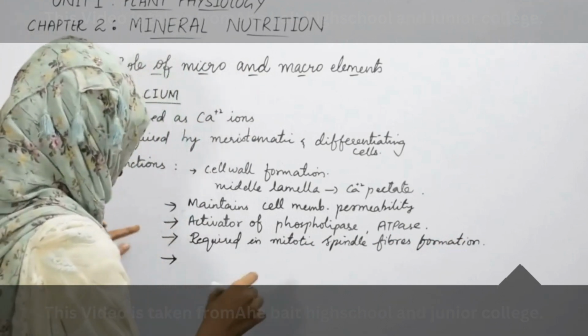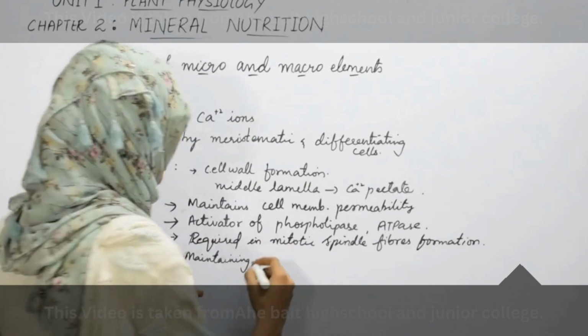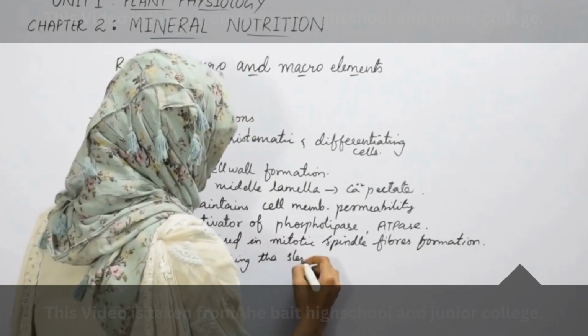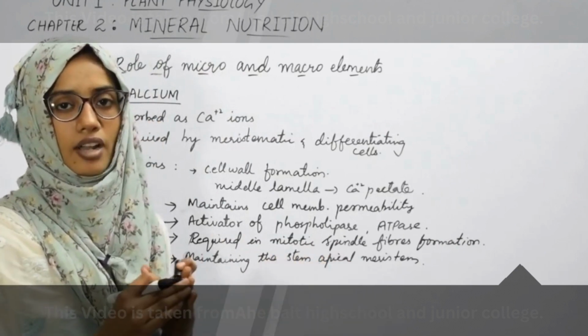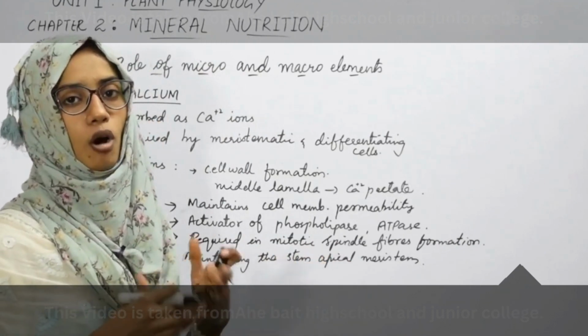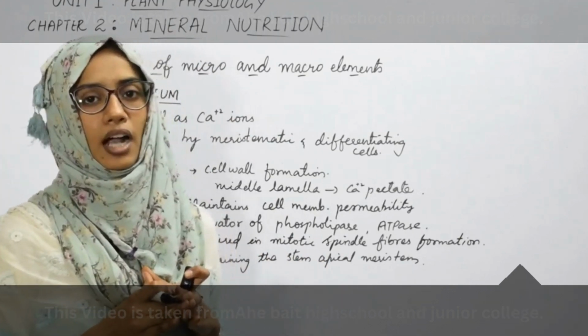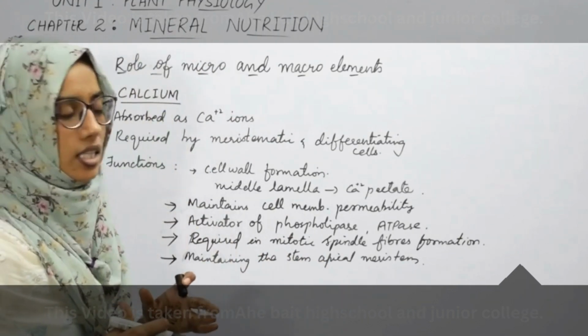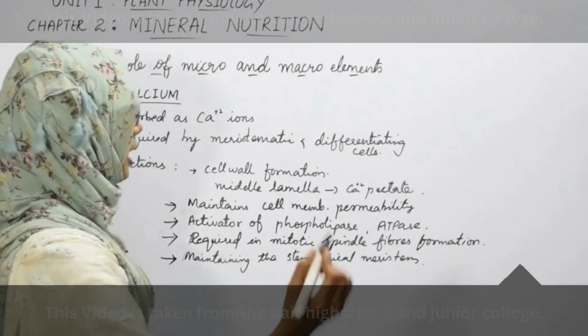And the last function of calcium ions is it helps in maintaining the stem apical meristem. These apical meristematic tissues are responsible for the elongation of the stem. It helps in the growth of the plant in height. These are certain functions of the element calcium.